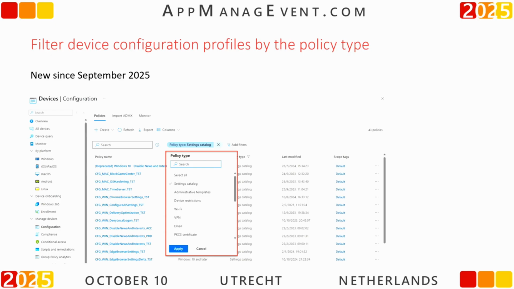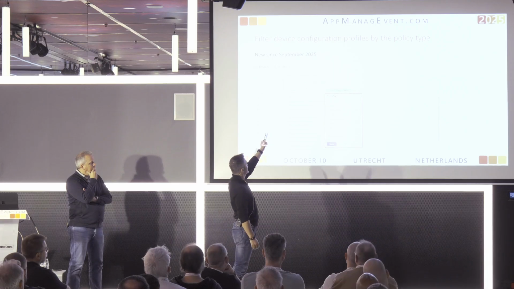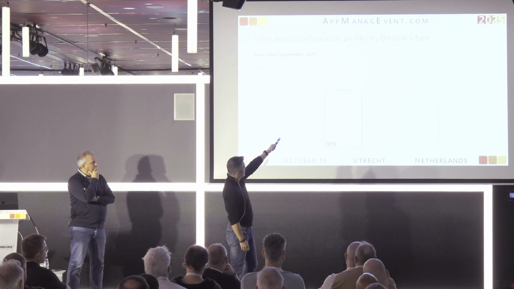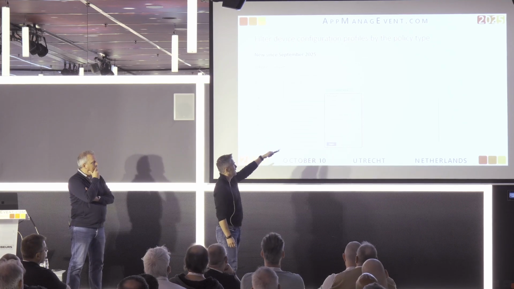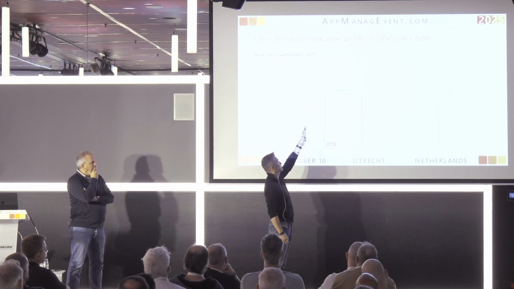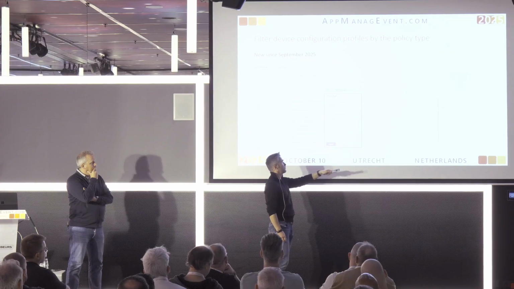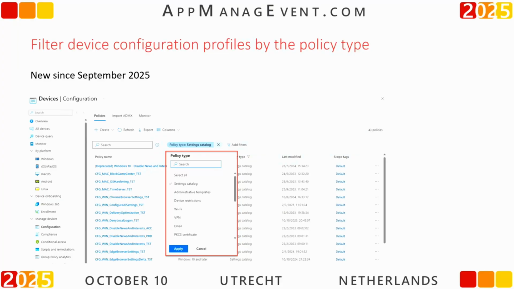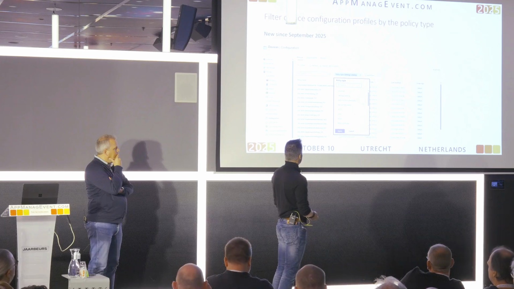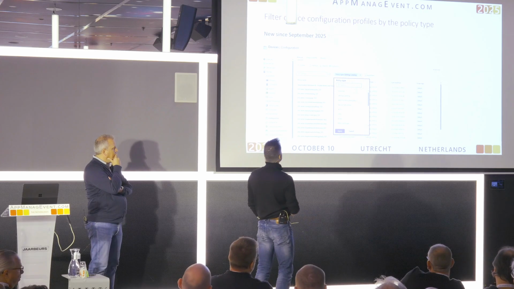Since September, if you go to policies, you can have a filter on policy type. If you know that, for example, you're looking for something from the settings catalog or a VPN profile or whatever, you can filter on that. You couldn't do that before the month of September. So, a quick tip, but it can be really helpful, especially if you're working in bigger tenants.